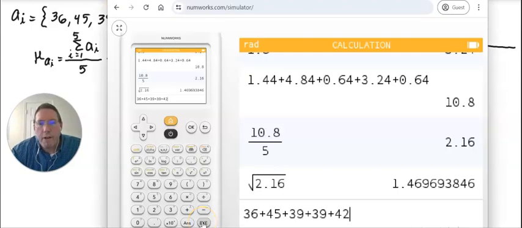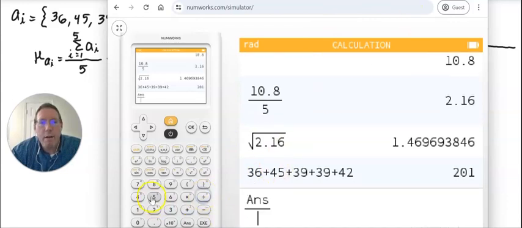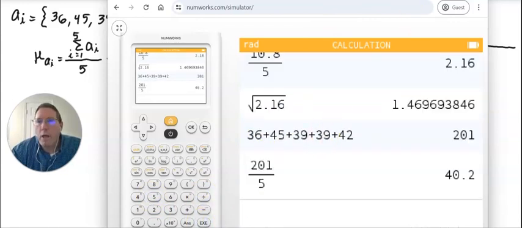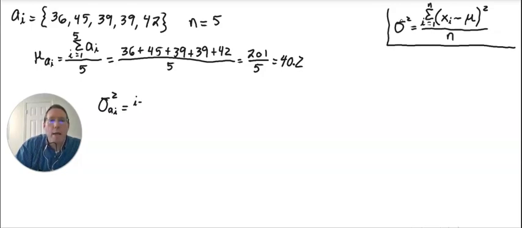All right, so here are the 5 numbers. We add them up, we get 201. And then we're going to divide that by 5, and we get 40.2. 201 over 5, and we wind up with 40.2.